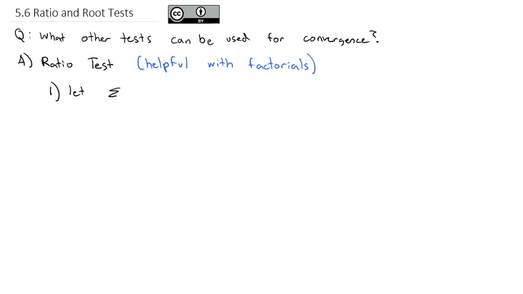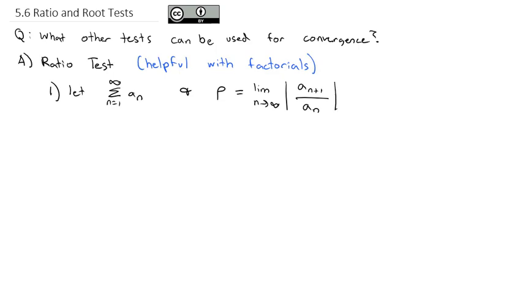We're going to let the sum, as n goes from 1 to infinity of all of our terms, be the series that we want to see if it converges or diverges. And we're going to define Greek letter rho. It kind of looks like a P, but it's a Greek letter rho. Rho is equal to the limit as n goes to infinity of the absolute value of the n plus 1 term divided by the n term.